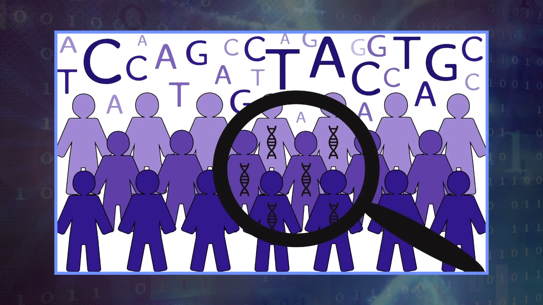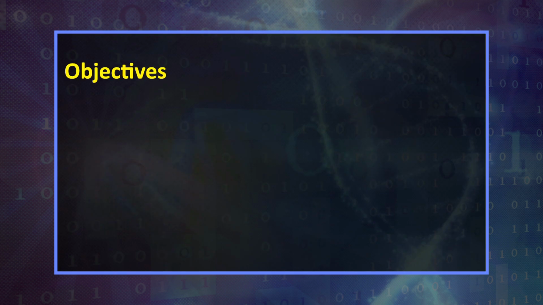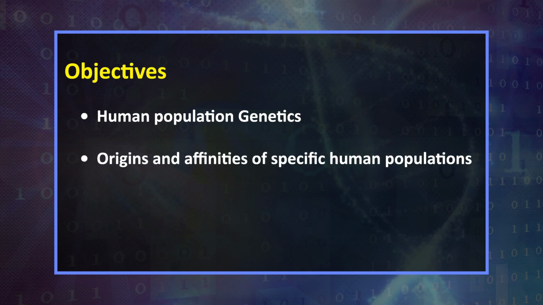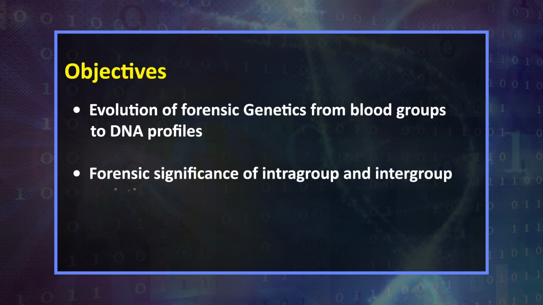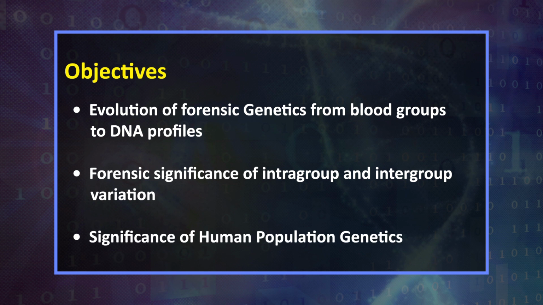Today we are going to discuss the topic human population genetics and forensics. The main objectives of today's lecture are to know the basics of human population genetics, to discuss the origins and affinities of specific human populations, to discuss in detail forensic genetics, to discuss the evolution of forensic genetics from blood groups to DNA profiles, to discuss the forensic significance of intragroup and intergroup variation, and finally to know the significance of human population genetics.